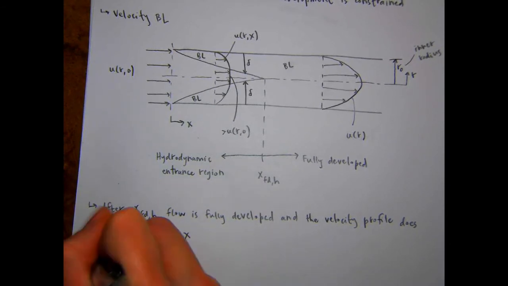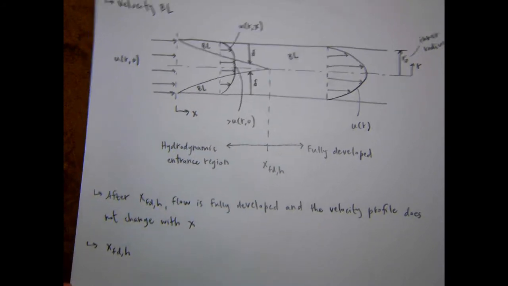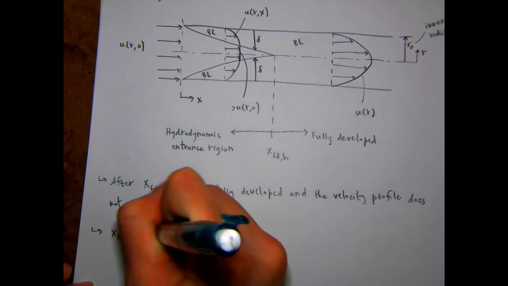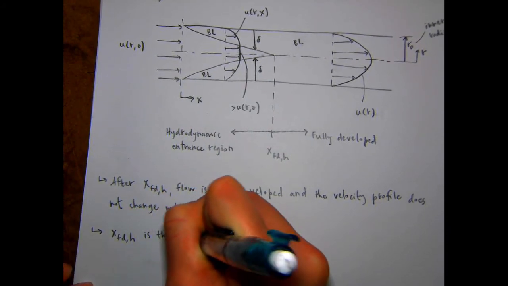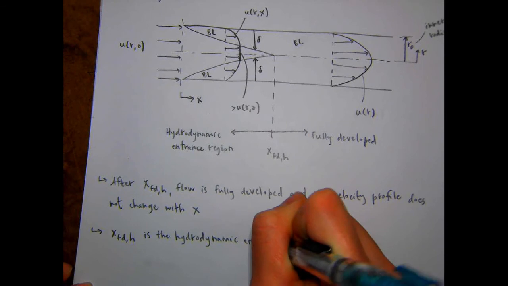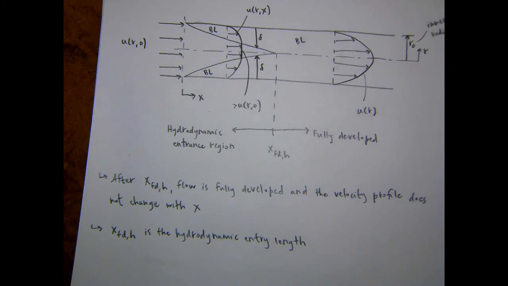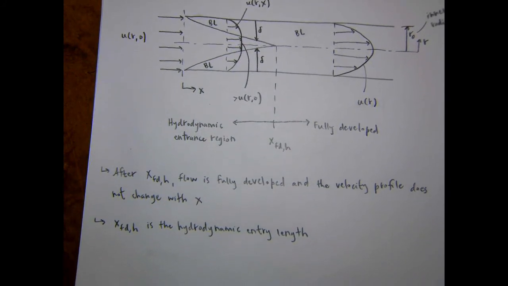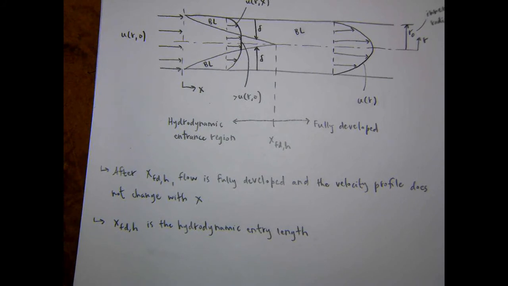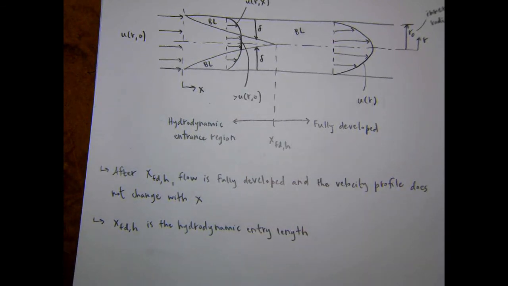Okay, and we'll write down that this x_fd,h is the hydrodynamic entry length. So whether or not the velocity profile is still developing is going to play a big role in what the slope of the profile at the surface is, and therefore what the friction coefficients and the heat transfer coefficients are.